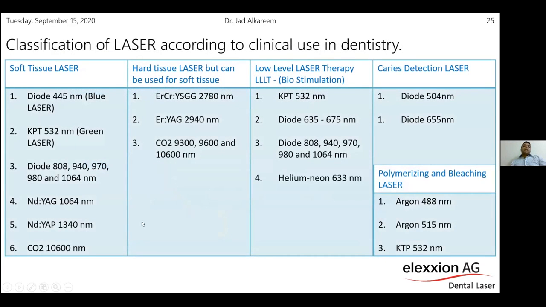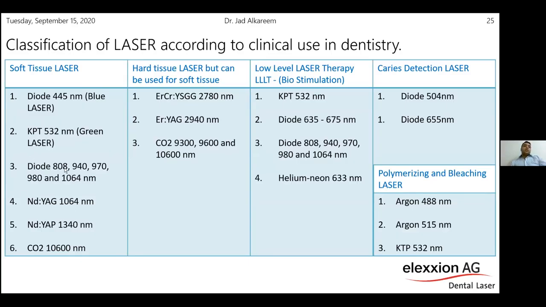This is a classification or a comparison between the different wavelengths that we have in the market, which are useful for the dentist. So I can say that for the soft tissue lasers, we have the diode, which is 445 blue laser, and it's visible. The dentist can see it. Then we have the KTP or the green laser. It has a wavelength of 532, and it's also visible. The dentist can see it.